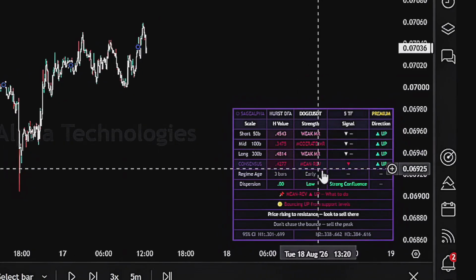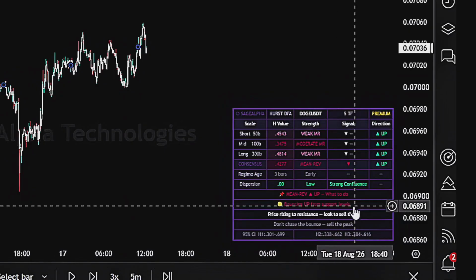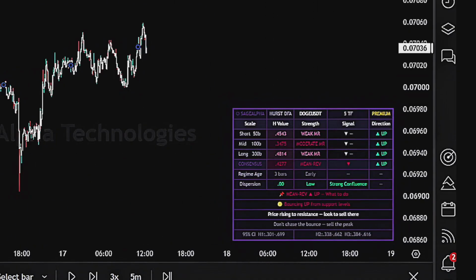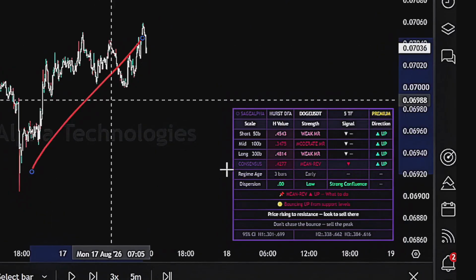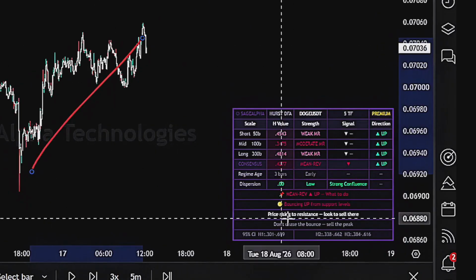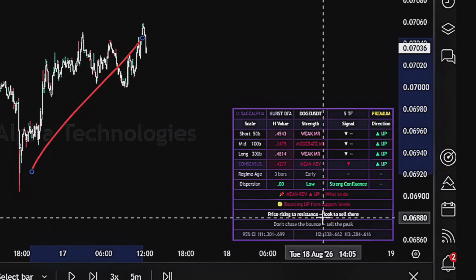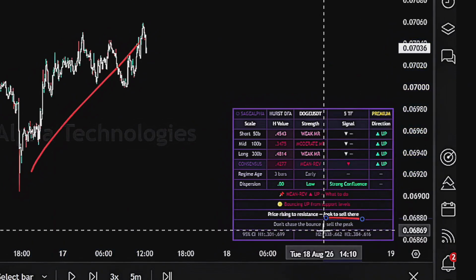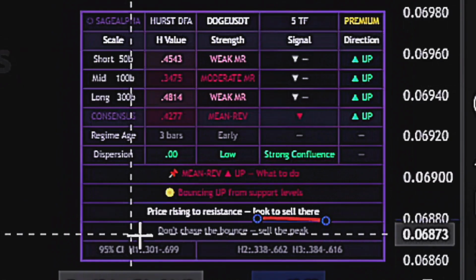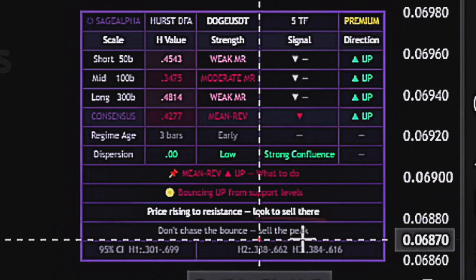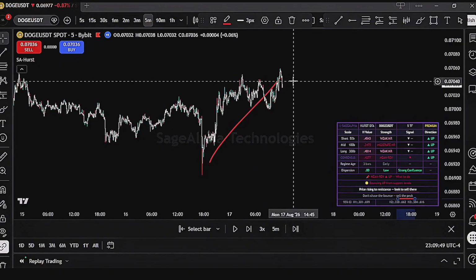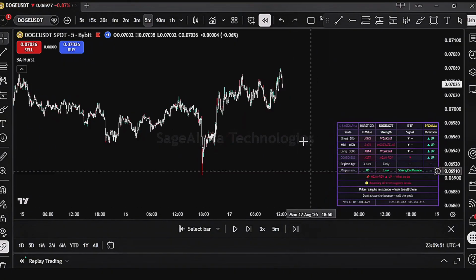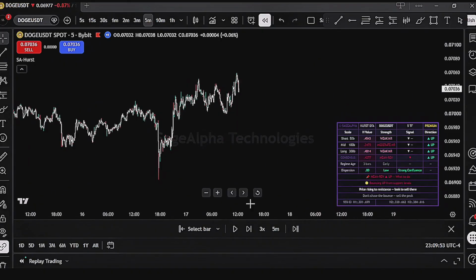Okay, weak mean reversion, and price is bouncing up from support levels, right? That's what we have here, literally bouncing up from support levels. All this movement, price rising to resistance, look to sell there. Right now, look, this is a bit deep here, and the most important one, don't chase the bounce, sell the peak. Now look to sell there. So I got thinking, I have to monitor this and know exactly when to sell.